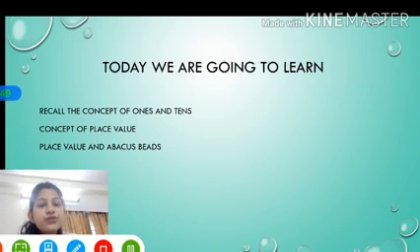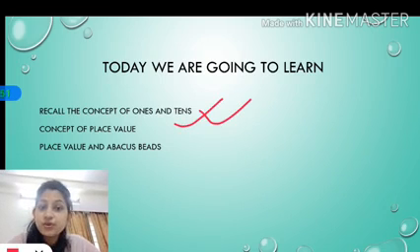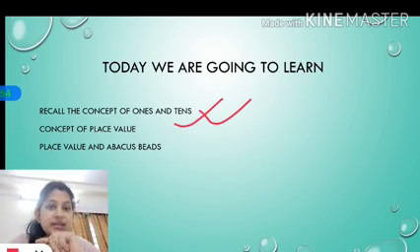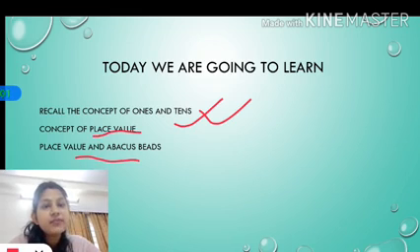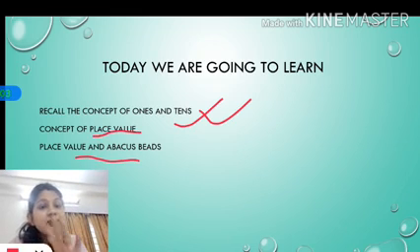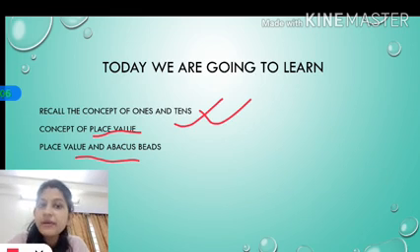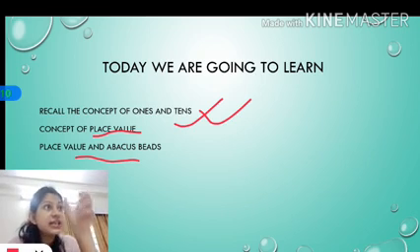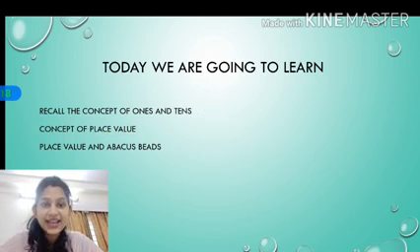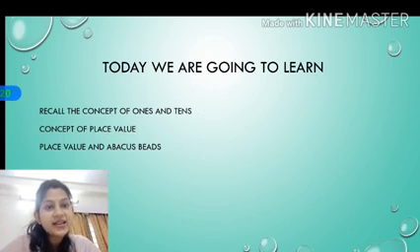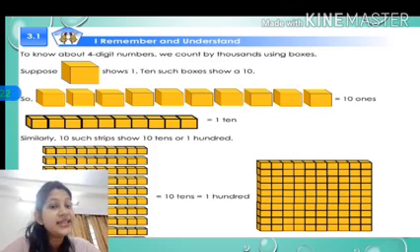Today we are going to recall the concept of ones and tens, which you have learnt in your previous class, and then we will move ahead with the concept of place value. Then we will try to understand place value in parallel with abacus beads. You are aware of abacus beads. In your previous year also you might have read about or seen the beads of abacus. So all those things we are going to learn today. Let's move ahead and understand the concept of ones and tens first.